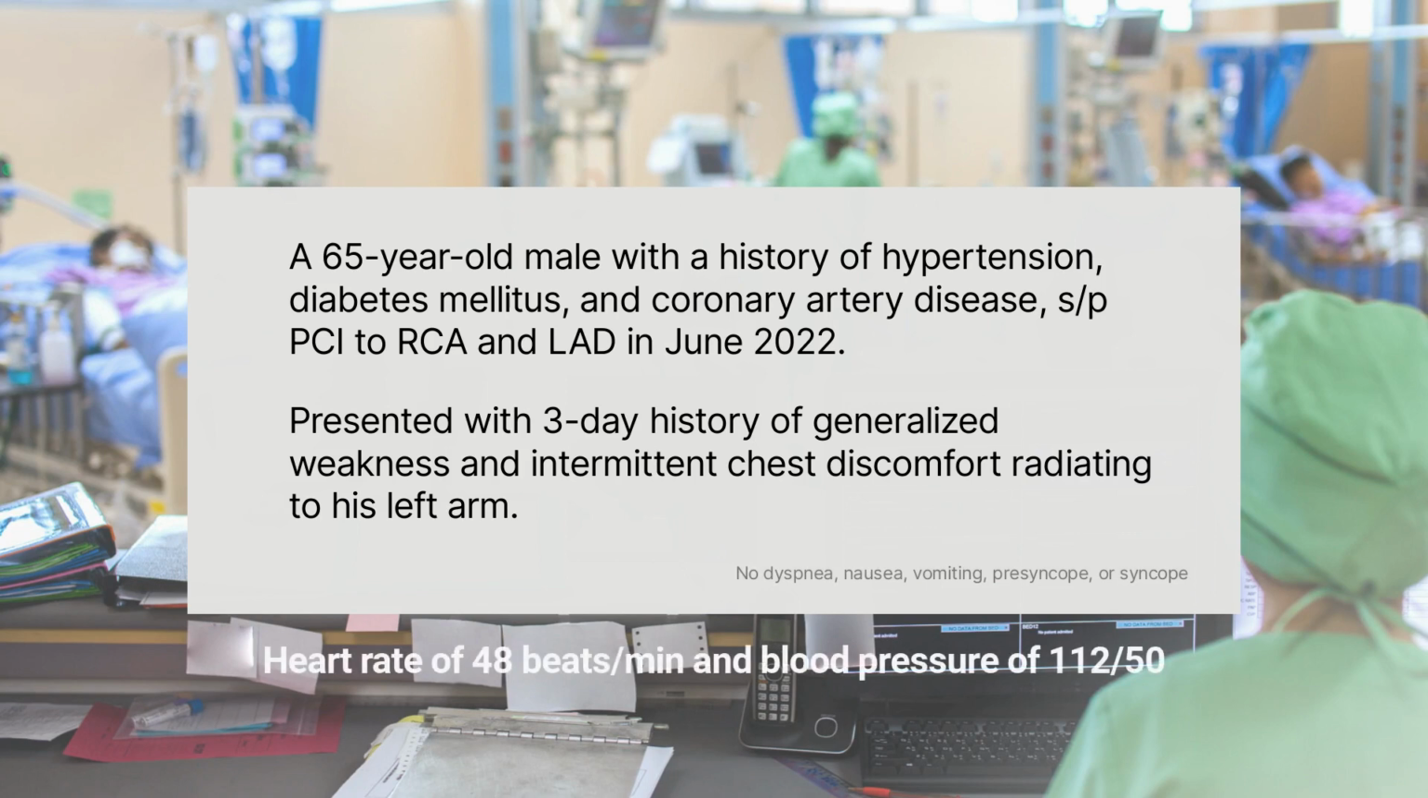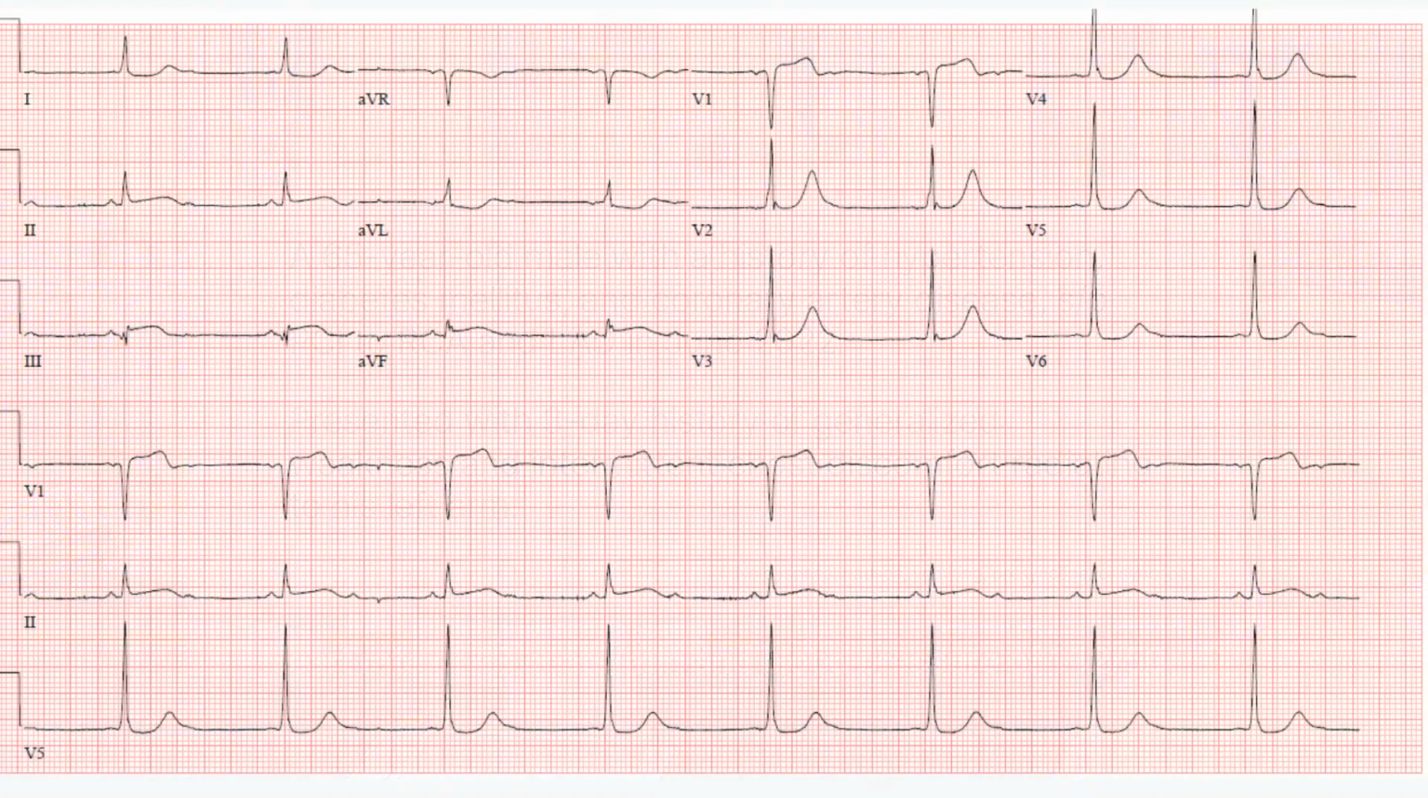Upon physical examination, the patient displayed bradycardia, with a heart rate of 48 beats per minute, and a blood pressure of 112/50. An electrocardiogram revealed a sinus rhythm with bradycardia and a second-degree AV block. Due to the 2:1 atrial to ventricular conduction ratio, it was not possible to distinguish between Mobitz type 1 and Mobitz type 2 from the surface EKG.